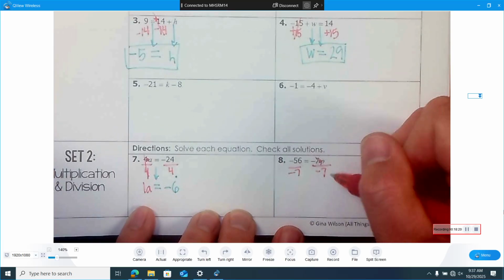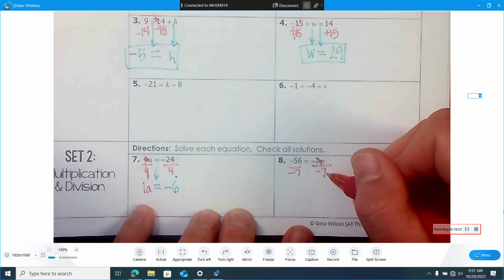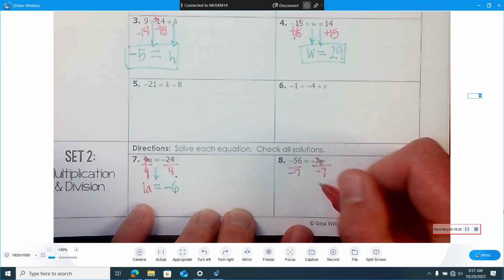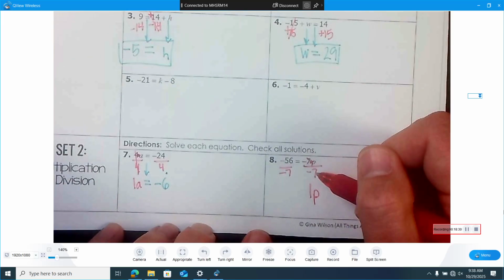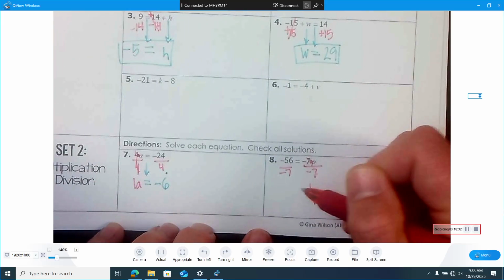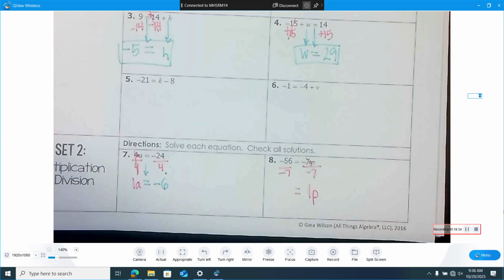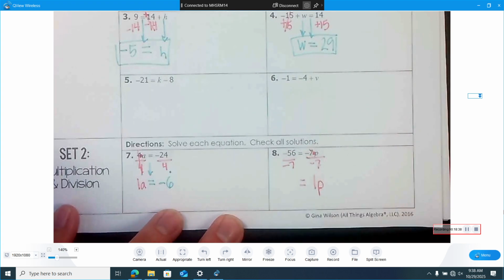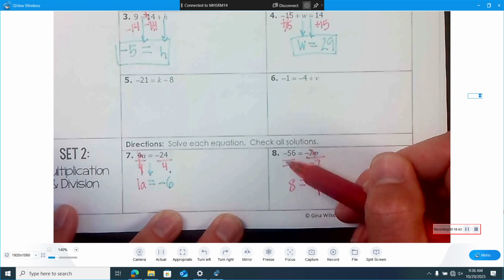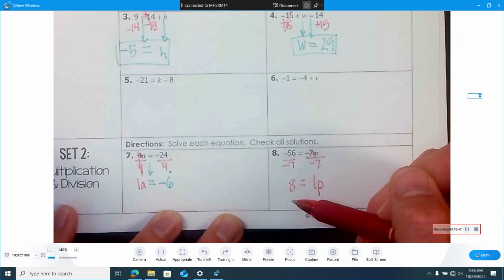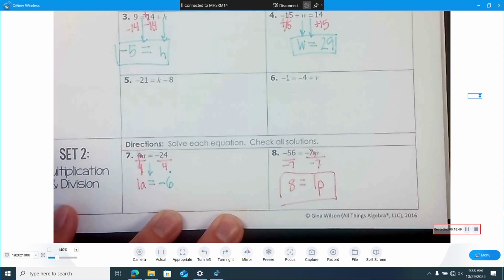What is -7 divided by -7? 1. Every single time, ladies and gentlemen, we want to get a 1p in this case. -7 divided by -7 is +1. That's our goal. We want to get just a single p. All right, what is -56 divided by -7? 8. +8. Very good. We have an even number of negative signs, so it's going to give us a positive result. All right, and that's it. We're done.